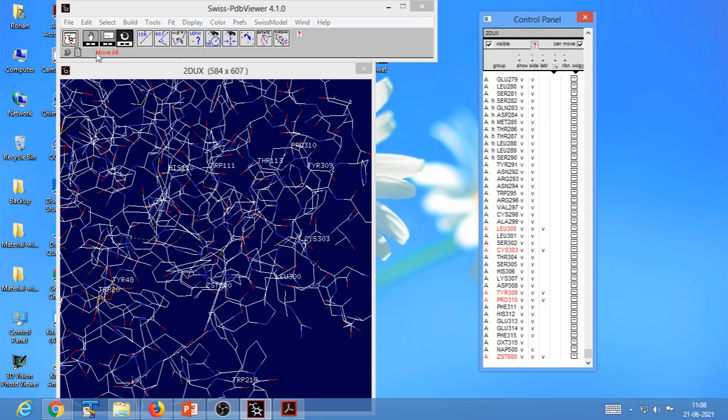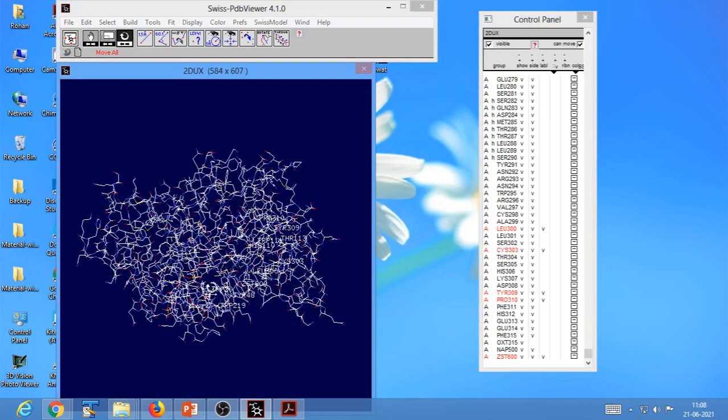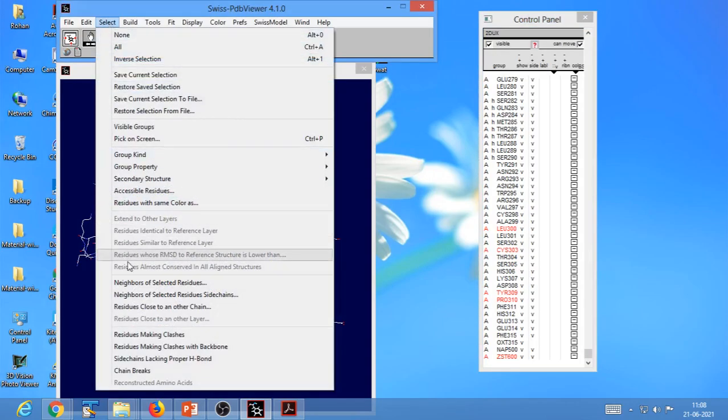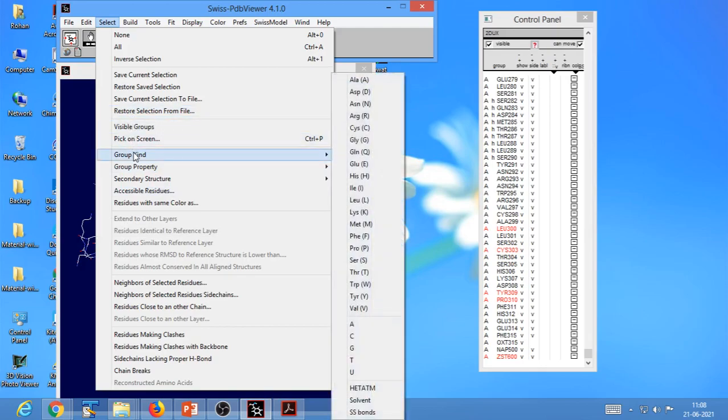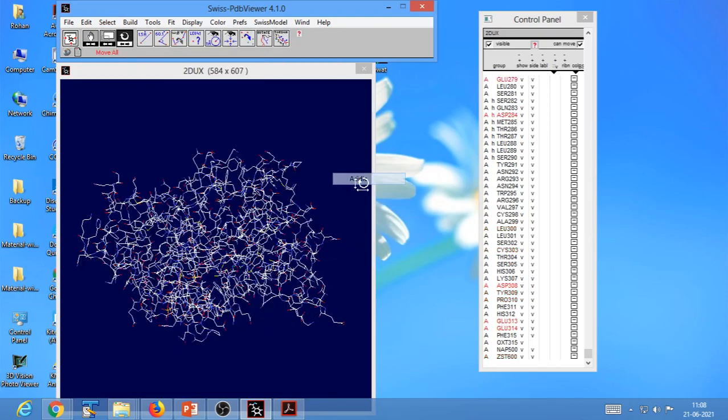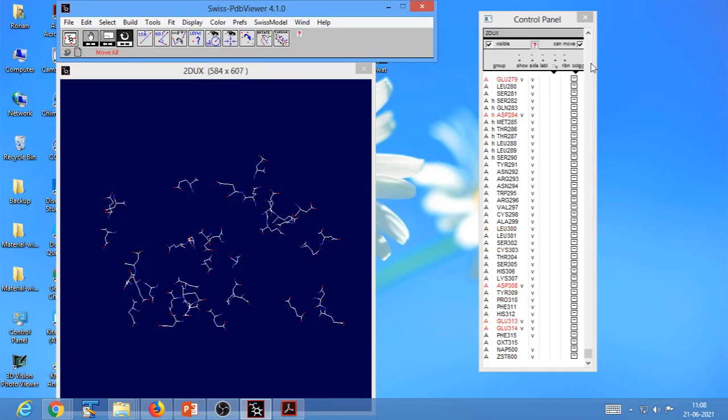Well, it is quite simple. Say for example, now you know that salt bridges exist between two oppositely charged groups. So now you can select from over here how many charged groups are present. You can go in this Select menu, then select Group Property, and select acidic amino acid residues. And you can display only acidic amino acid residues.